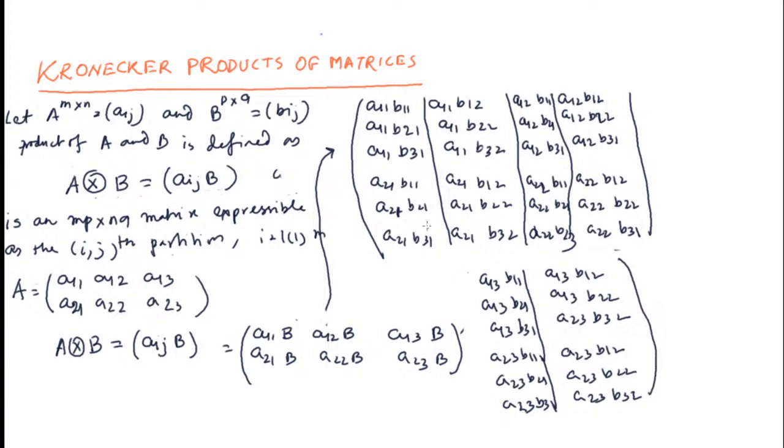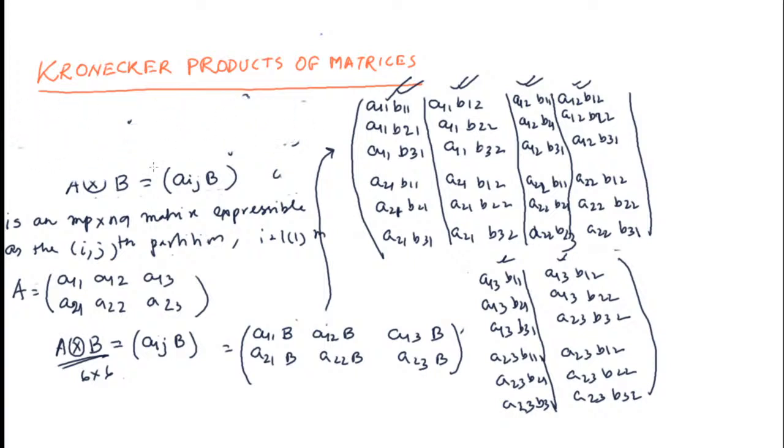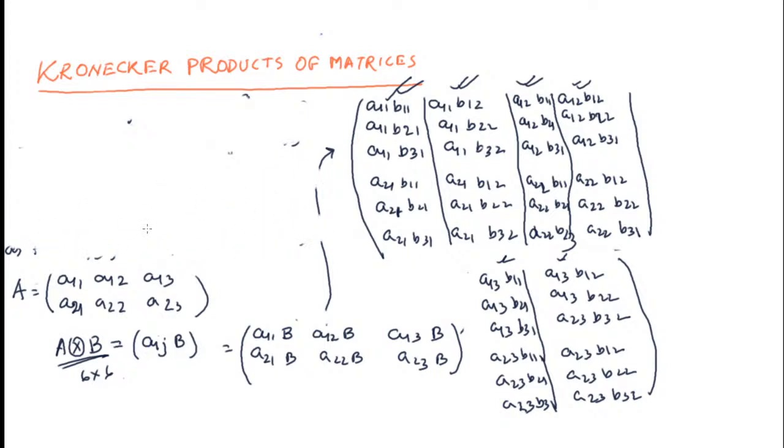So this is the first column, second column, third column, fourth column, fifth column and sixth column, and the number of rows is 6. So the order of this matrix here is 6 cross 6. This is an example of the Kronecker product. In that way we can get the Kronecker product of matrices. This is again a matrix, but its order is mp cross nq. Okay, so this is your homework. You can easily check the following properties of the Kronecker product.